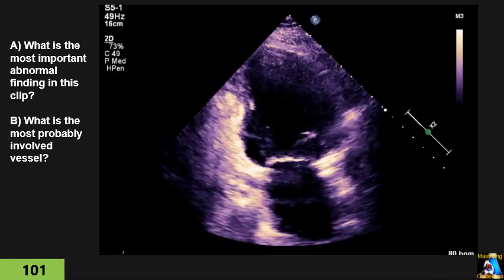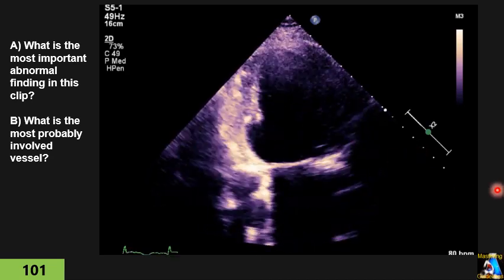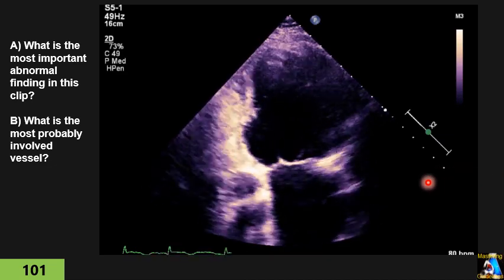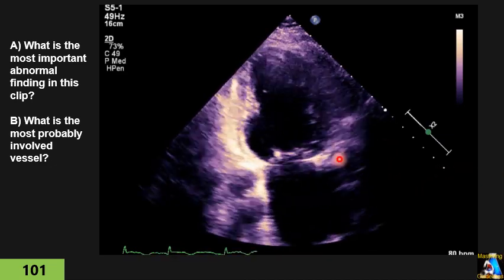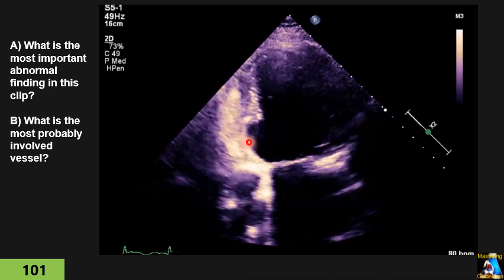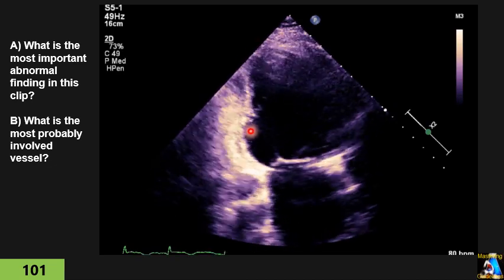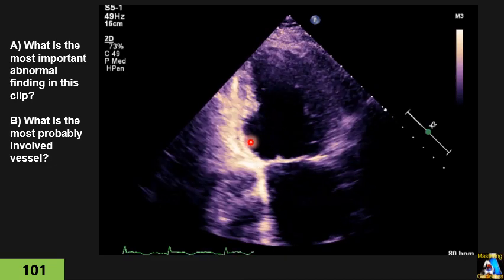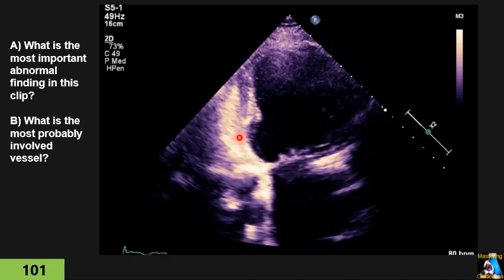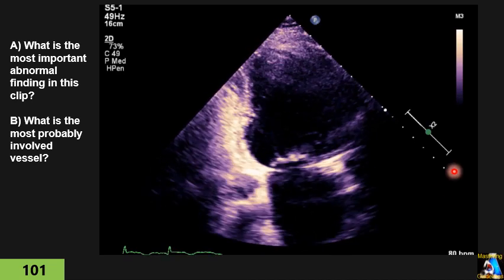Next one, here is apical 2. I am sure almost all of you answered correctly because I have had a lot of case studies and clips on these topics. It is a wall motion abnormality. You can see the basal inferior is aneurysmal, bulging, not moving during systole and diastole. So this is a classic, typical, very common heart attack, myocardial infarction, in the RCA territory: basal inferior, supplied by the RCA.